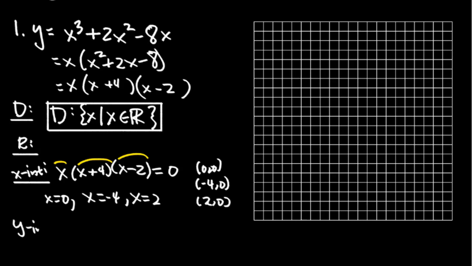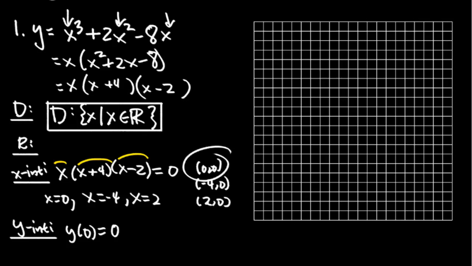Alright, so y-intercept, let's look for that. That's when x is 0, so y of 0 equals... it's going to be 0. You can easily tell because all of these factors are going to be 0, so you just get 0. So (0, 0). That happens to be an x-intercept and the y-intercept at the same time. So that's kind of cool.